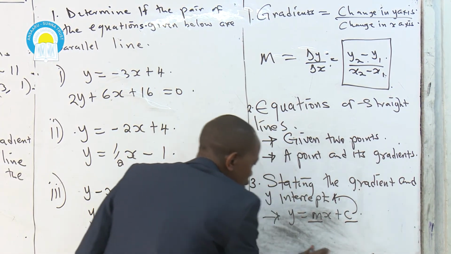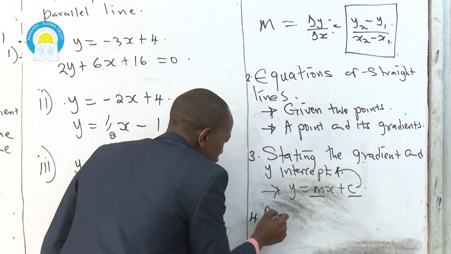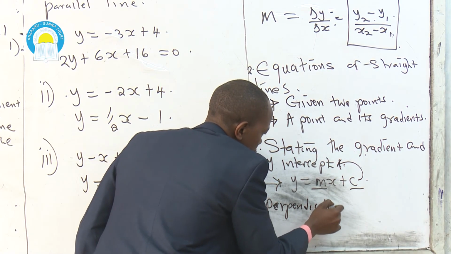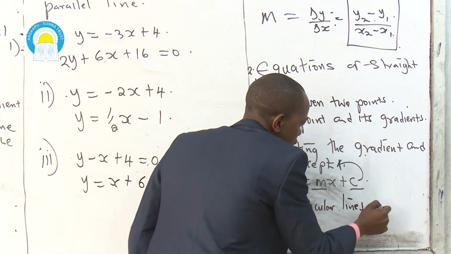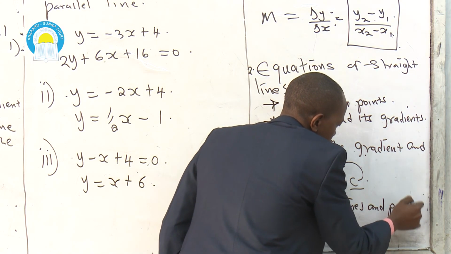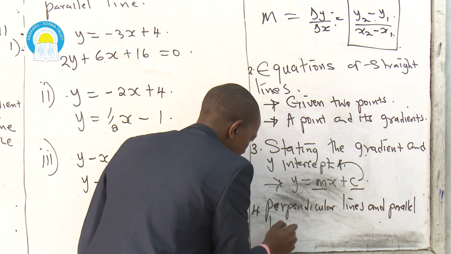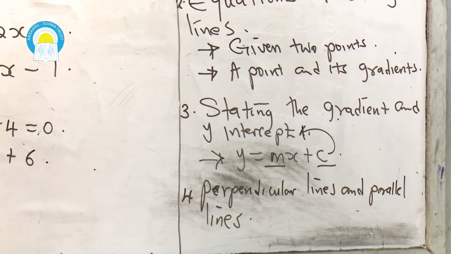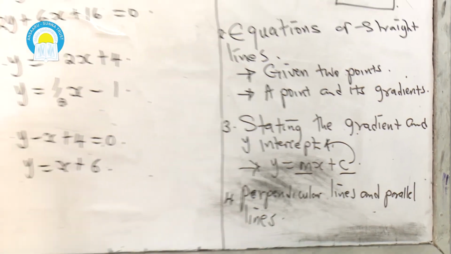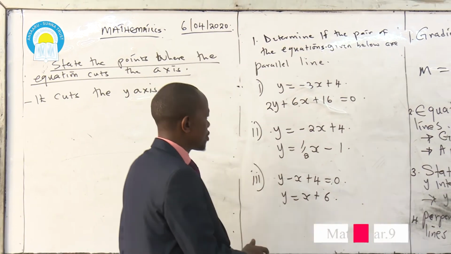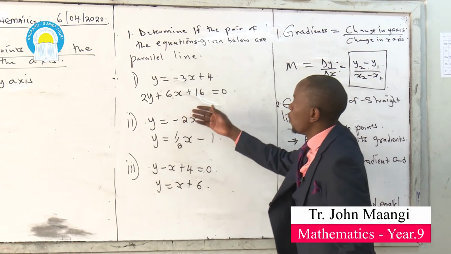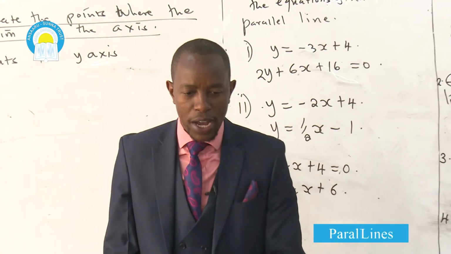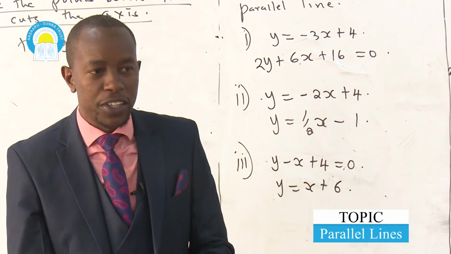Finally, we have looked at perpendicular lines and parallel lines. Now, in perpendicular lines, we said m1 times m2 gives us -1. With the few questions that I've left behind for you, I hope that you go through the questions, and if you have any questions, you will get back to us through the channels that you're using.